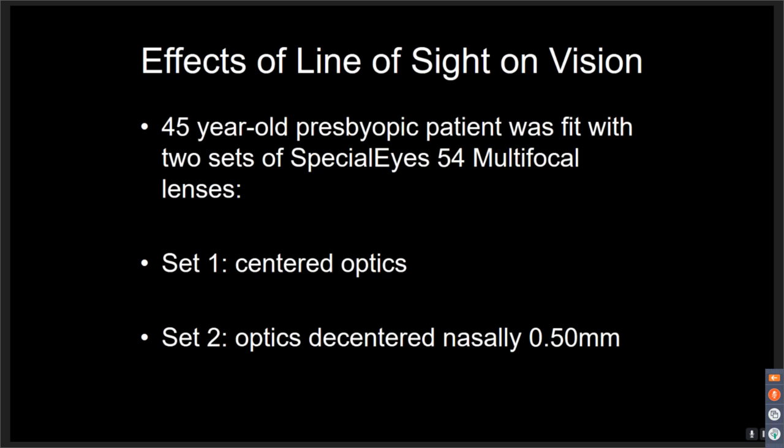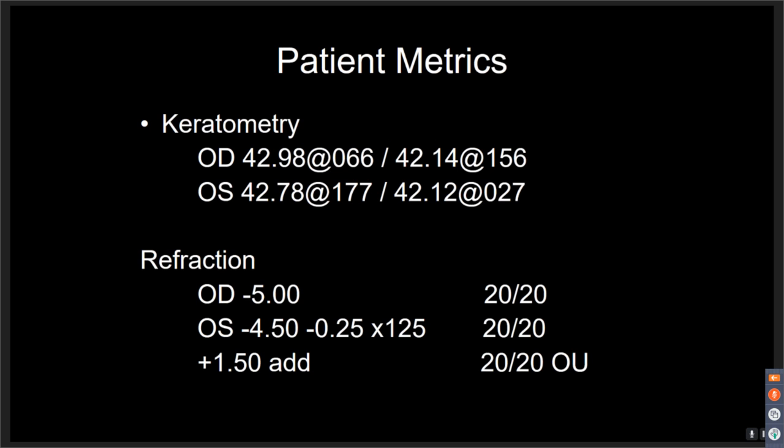Now, let's talk about something that's really important also that you can do with a custom lens, and that's line of sight vision. Unless you know about this lens, you probably don't know much about this. But let's look at this particular patient, and it's kind of self-explanatory. A 45-year-old presbyopic patient fit with two sets of SpecialEyes 54 multifocal lenses. The first would be a standard centered optic lens. In the second set, the optics were decentered nasally half a millimeter. The specs are basically 43-ish by 42, a minus 5, a minus 4.50, with an add of 1.50.